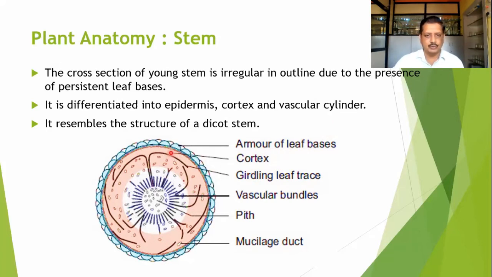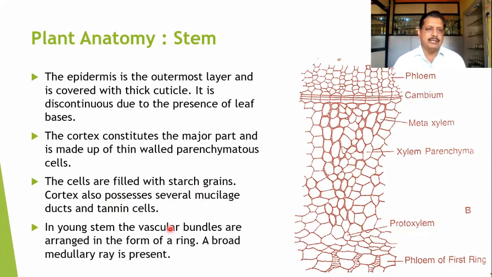Here you can find the central zone, and after the epidermis, the hypodermis and cortex are there. Here these are the vascular bundles, the zone of vascular elements, and in the center the pith is present. In the outer cortex we can find the presence of mucilage ducts in the stem. When we discuss the layer by layer structures, the epidermis is the outermost layer and it is covered with a thick cuticle. It is discontinuous due to the presence of the persistent leaf bases. They may be scaly or foliage leaves, but because of that, it can be discontinuous at many portions.